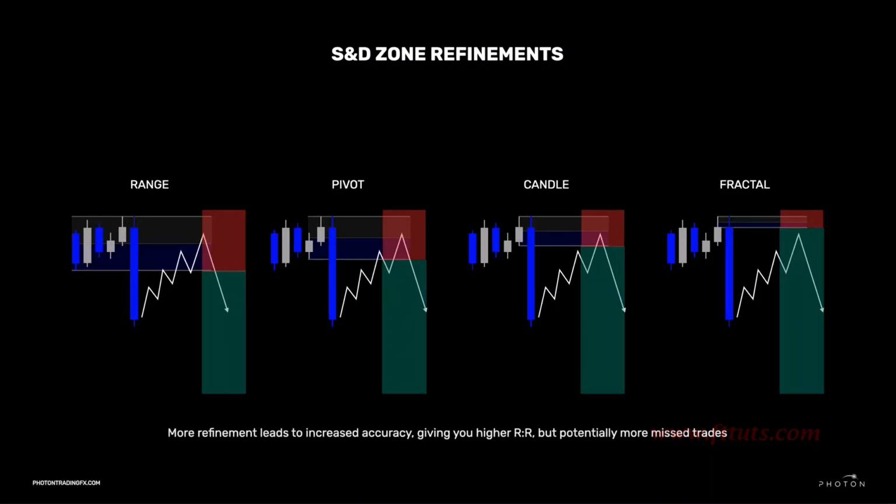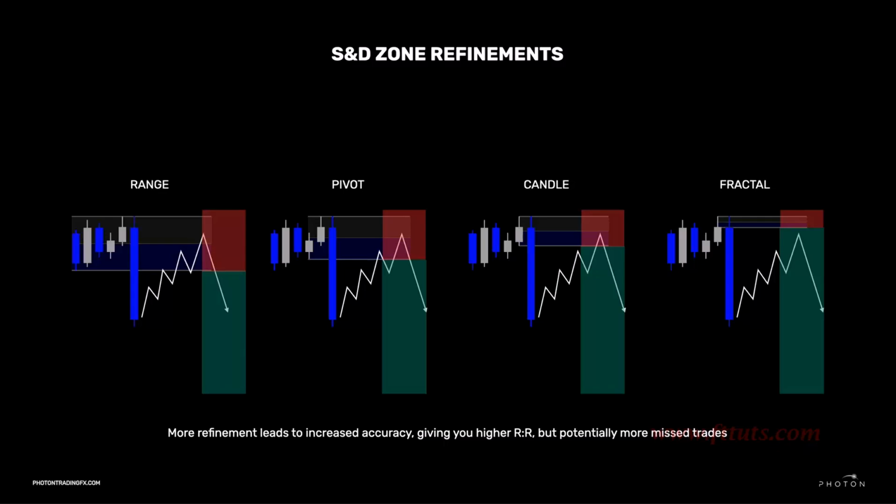So the more that you refine a zone, the more you increase your potential accuracy, giving you higher potential reward to risk, but it increases the probability of you not being tagged into a position, and you may miss more trades compared to not refining. So it's that delicate balance between improving your reward to risk ratio as much as possible, but still making sure you are entering enough positions.